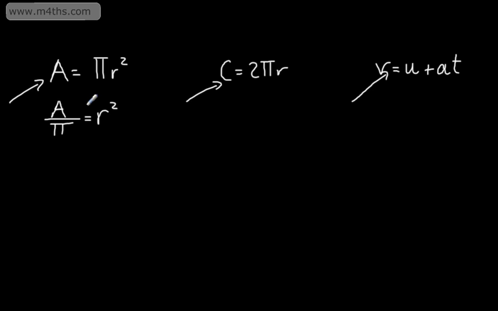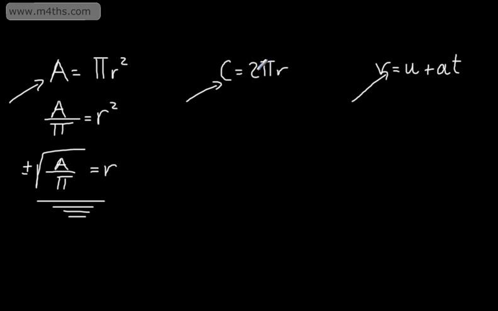At this stage, I'm going to square root both sides, and that will give me plus or minus the square root of a over pi. That will now give me r. With this being a circle, we would say that it's the positive square root, as the radius can't be a negative number. So all I've done is undone it. If we look at this one, it's slightly easier.